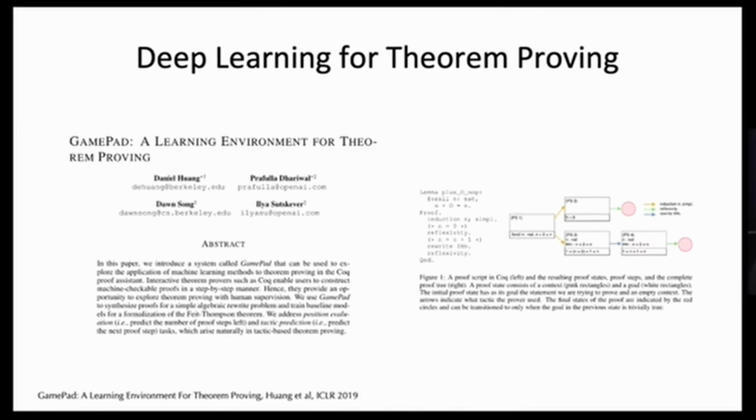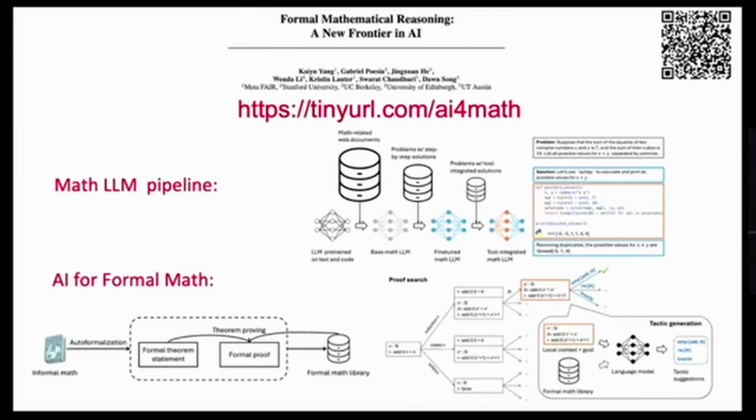Back then, we showed that deep learning can help automate certain steps in theorem proving, but it was limited. But now, fast forward with the recent advancement in AI, we strongly believe that we are hitting an inflection point where we can develop frontier AI technologies to help with formal mathematical reasoning and automate theorem proving. You can check out our paper here.